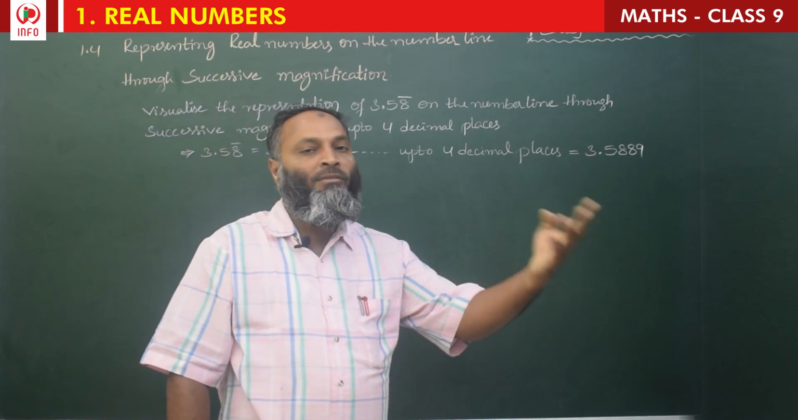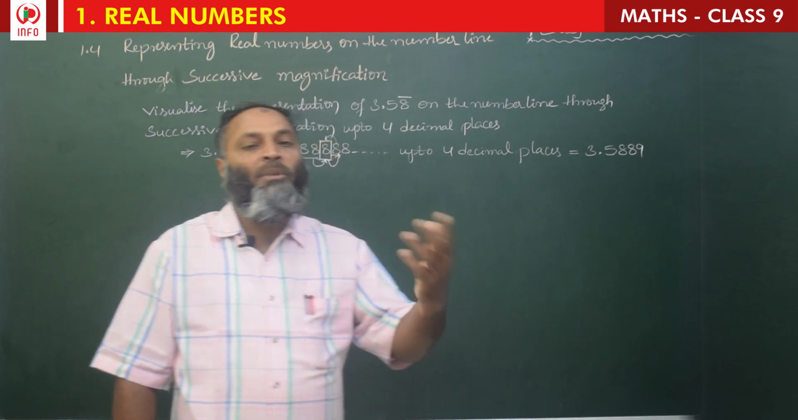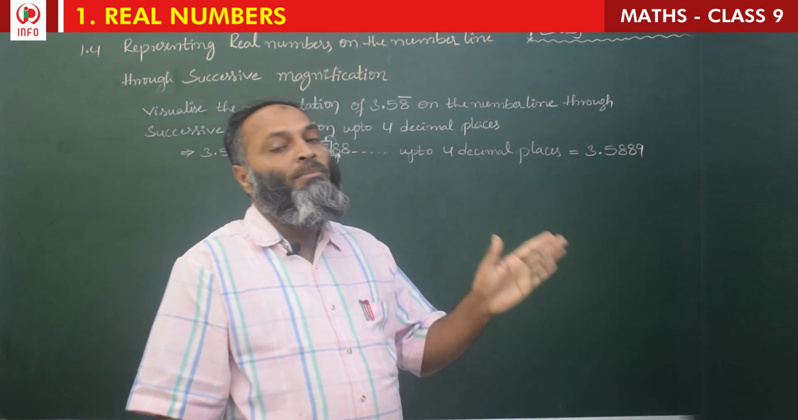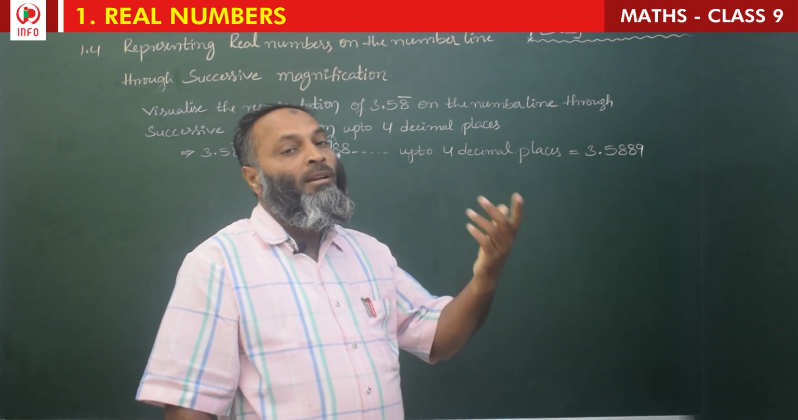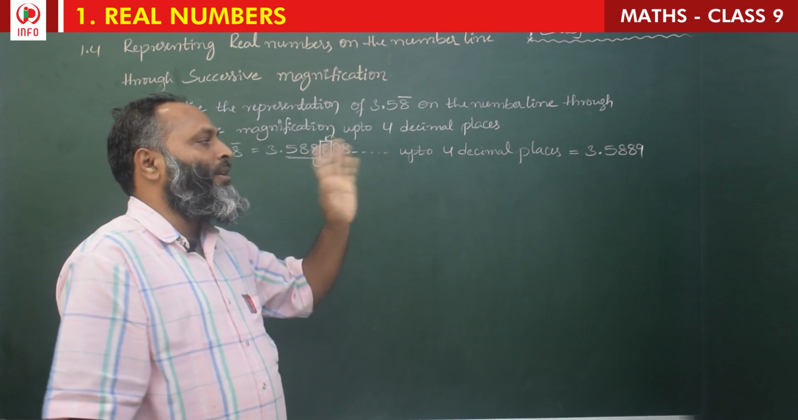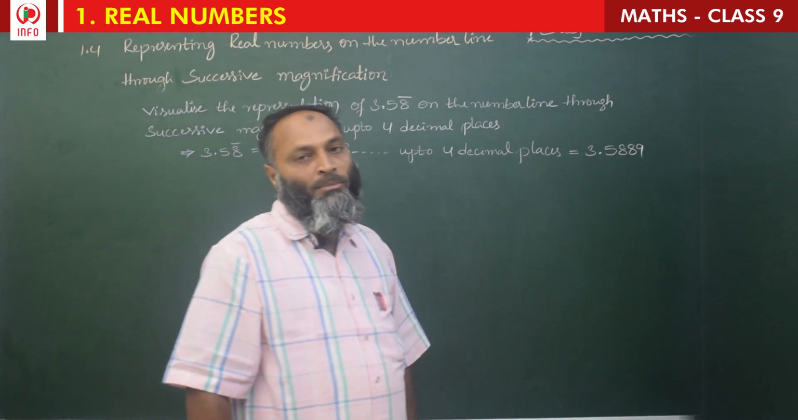If 4 is there, we make it 5. If 2 is there, we make it 3. If 3 is there, we make it 4. Like that we should increase 1. When? If the 5th decimal place is 5 or more than 5. If it is less than 5, we should keep it as it is. So this is the adjustment up to 4 decimal places.